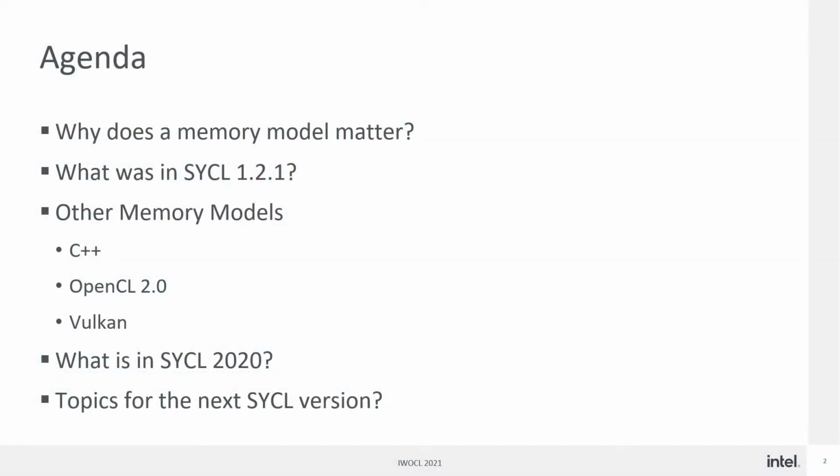This talk is roughly divided into 5 sections. We'll start by looking at what is a memory model and why is a memory model important. We'll look at what was in SYCL 1.2.1 and what might be some of the areas for improvement. We'll look at some other memory models for inspiration, like the C++, OpenCL, and Vulkan memory models. We'll look at what we added in SYCL 2020 to improve the SYCL memory model. And finally, we'll close with a discussion of interesting topics and questions to discuss for the next version of SYCL.